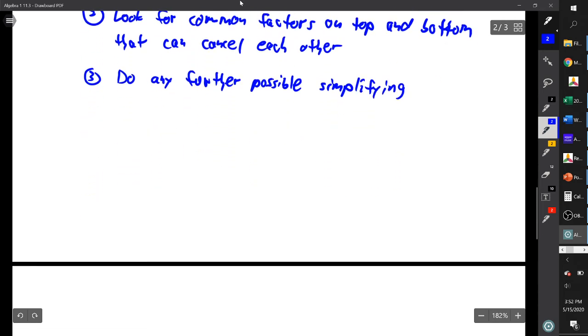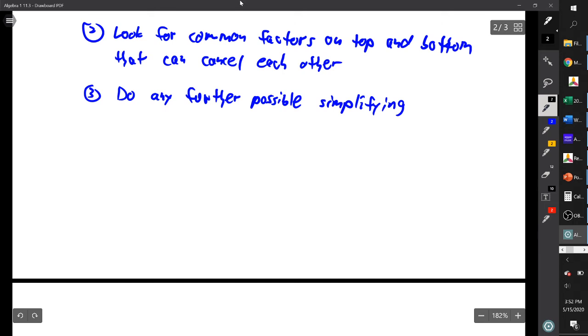Okay, let's do something like this. So like two more sample problems, and that'll do it. Example, simplify.